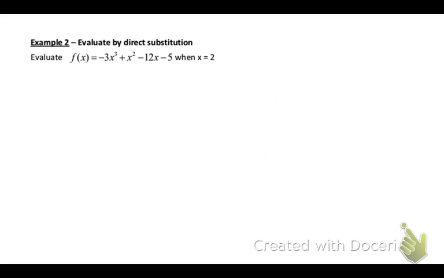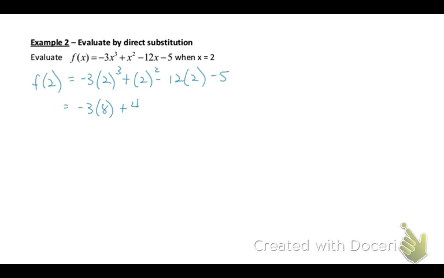All right, now let's evaluate. So we can evaluate polynomials, which means find out what their value is when you put in certain values for their input. And we're going to find out what f of x is when we plug in 2. So this is called direct substitution. So f of 2 equals negative 3 times 2 cubed plus 2 squared minus 12 times 2 minus 5.